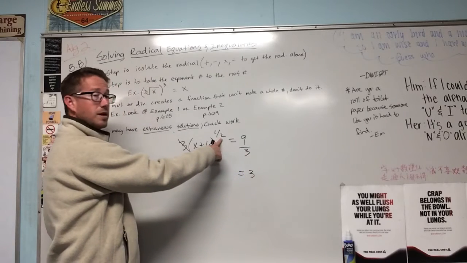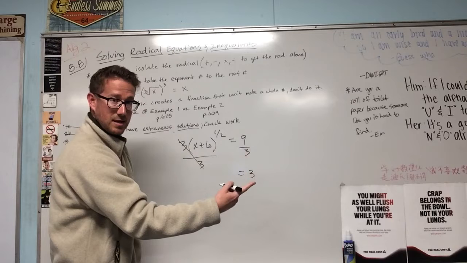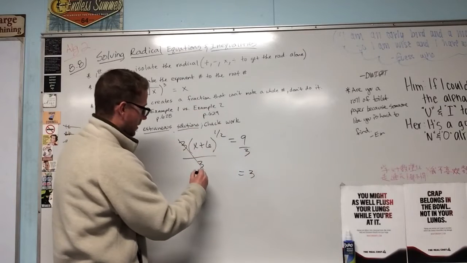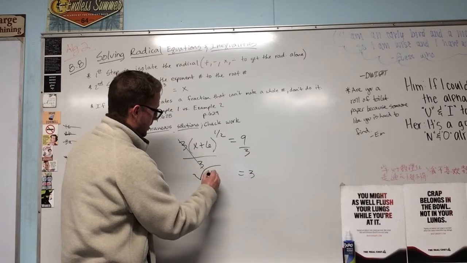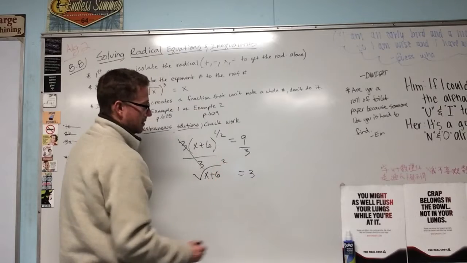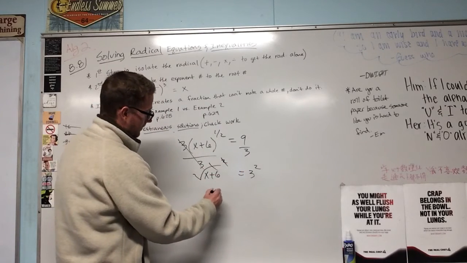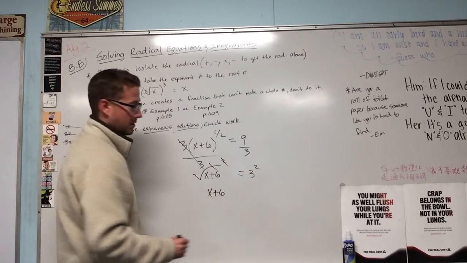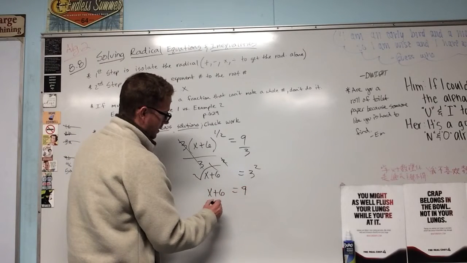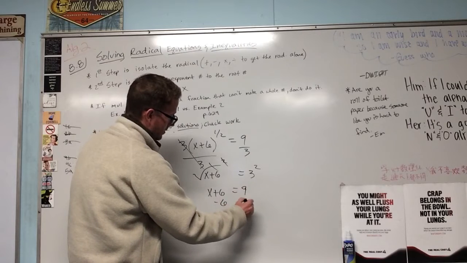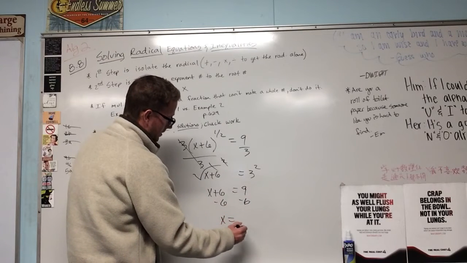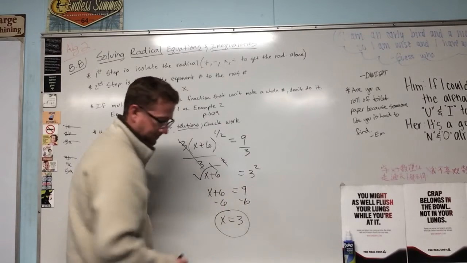And remember, 1/2 power, same thing as saying radical. So you're looking at radical x plus 6. That really you're going to square both sides to eliminate that radical. X plus 6 right there, equaling 9. Subtract 6. And you're looking at x equaling 3.